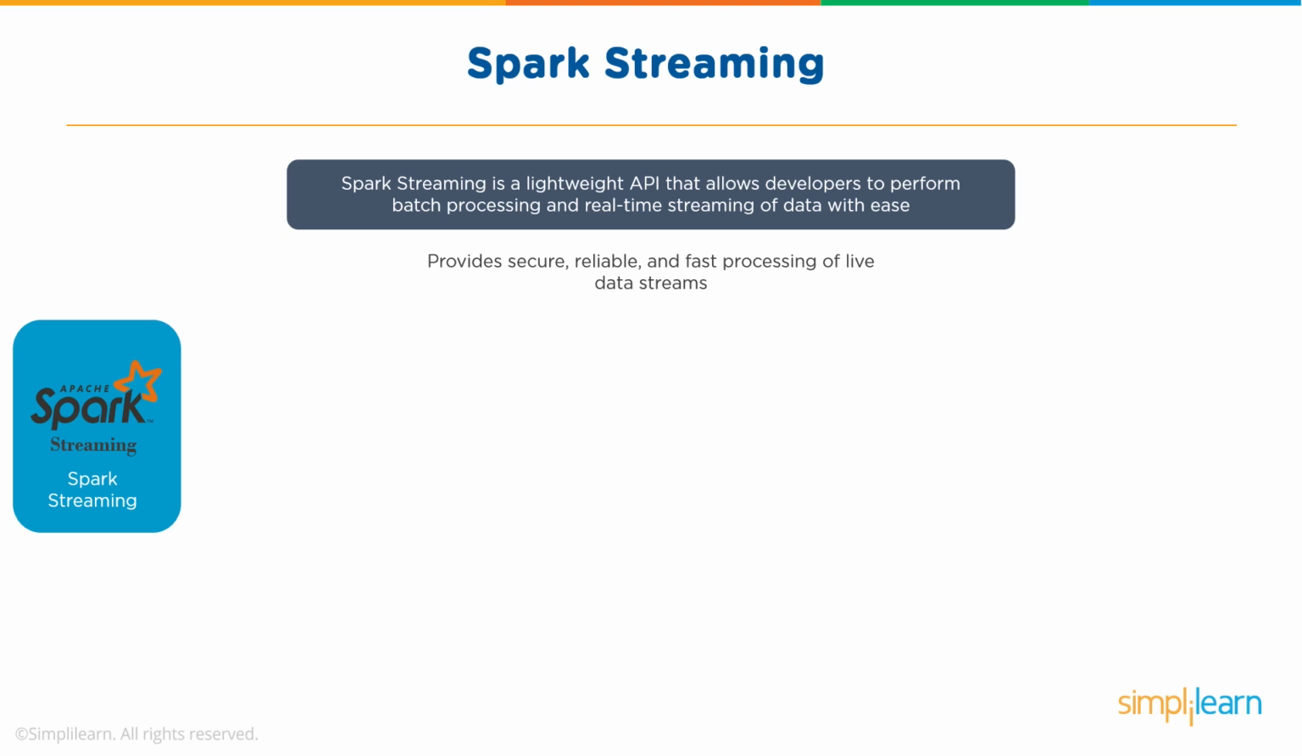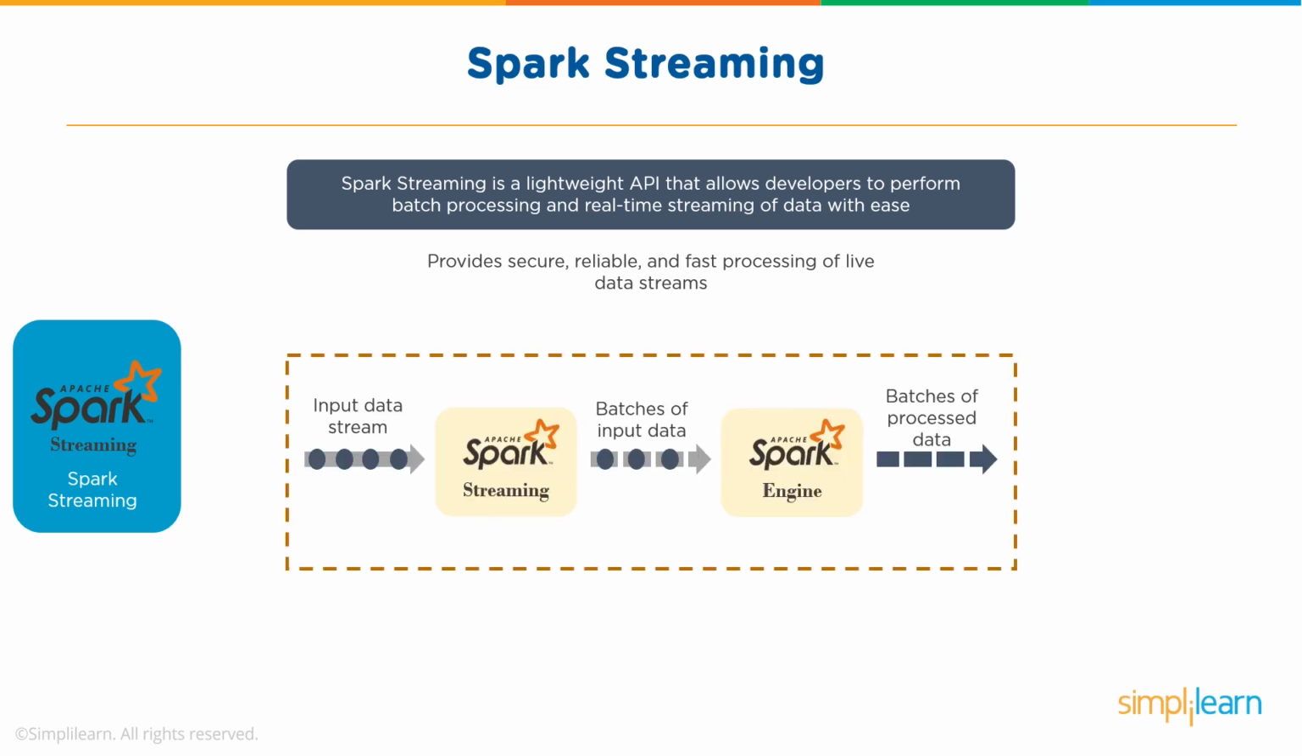So Spark Streaming is a lightweight API that allows developers to perform batch processing and also real-time streaming and processing of data. It provides secure, reliable, fast processing of live data streams. So what happens here in Spark Streaming in brief? You have an input data stream. That data stream could be a file which is constantly getting appended. It could be some kind of metrics. It could be some kind of events based on the clicks which customers are making or based on the products which they are choosing in a store.